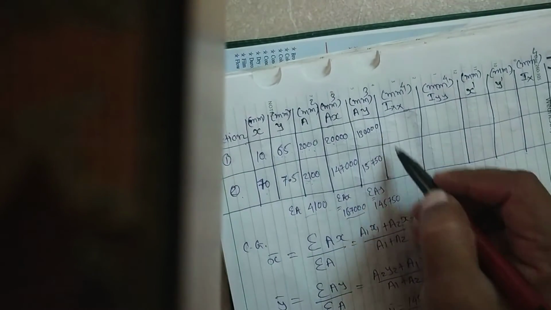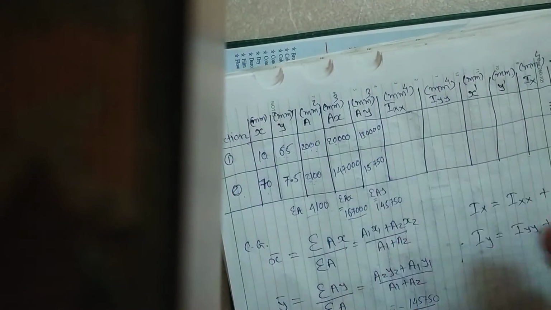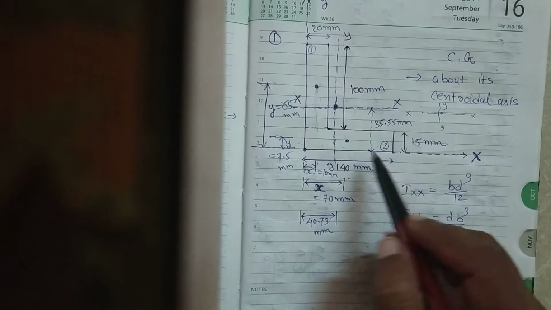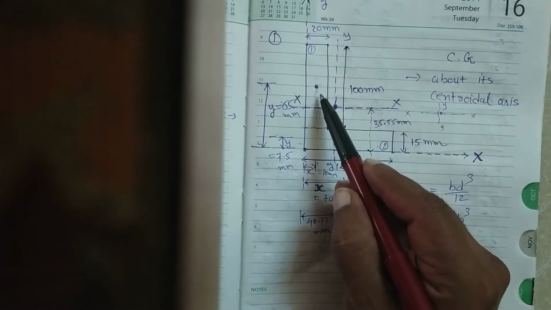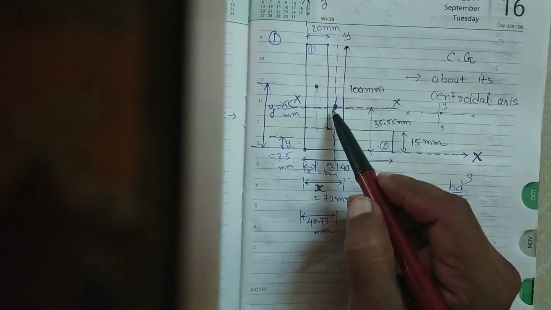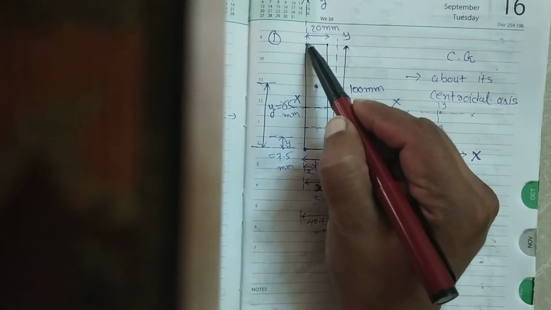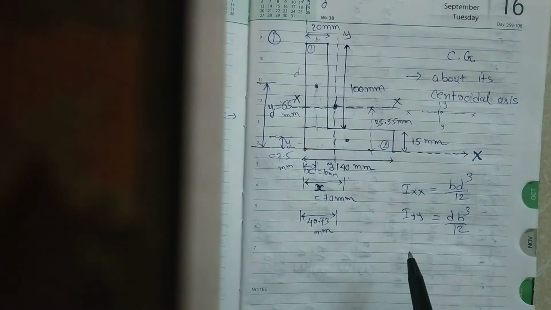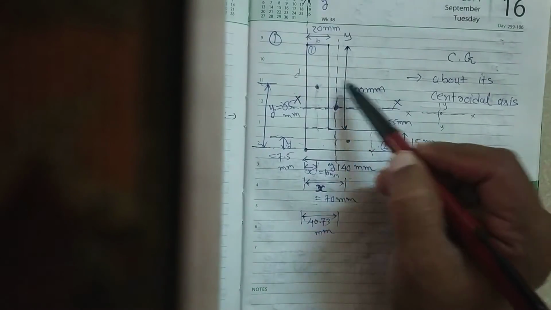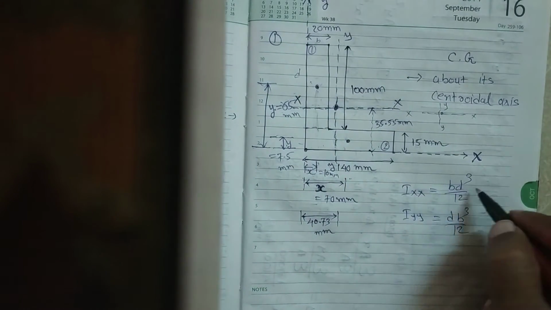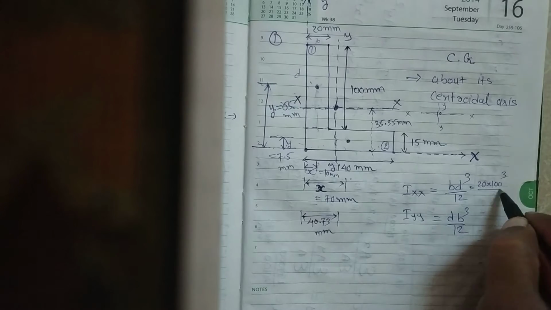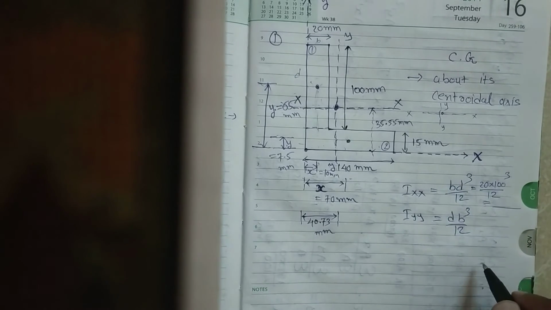So here are these ixx and iyy. Here is the rectangle, and we are going to calculate for the first one, the ixx of this rectangle. Here it is b, and here it is d. So bd cube by 12. b is 20 mm and d is 100 mm for section 1. So as per this equation, b is 20 mm, d is 100 mm cube divided by 12, and the answer will be your ixx of section 1.